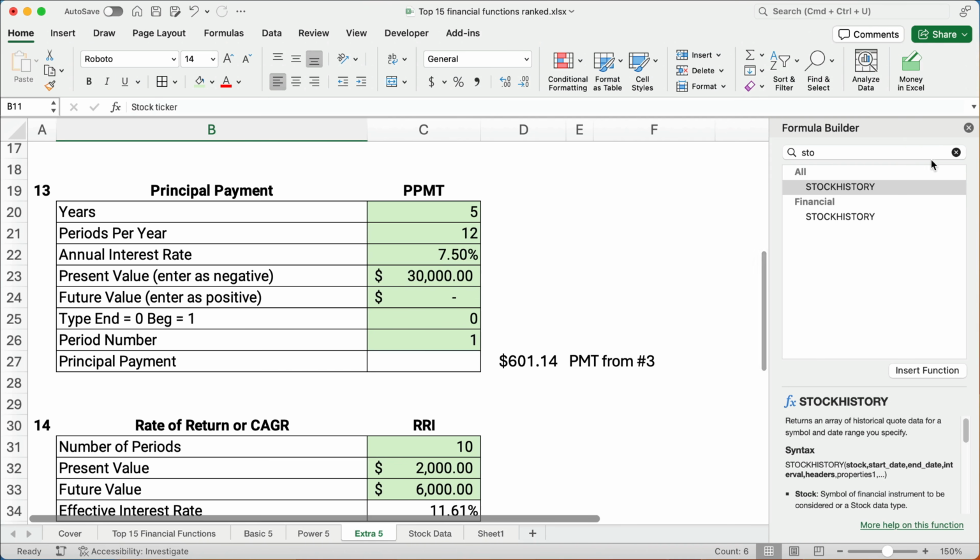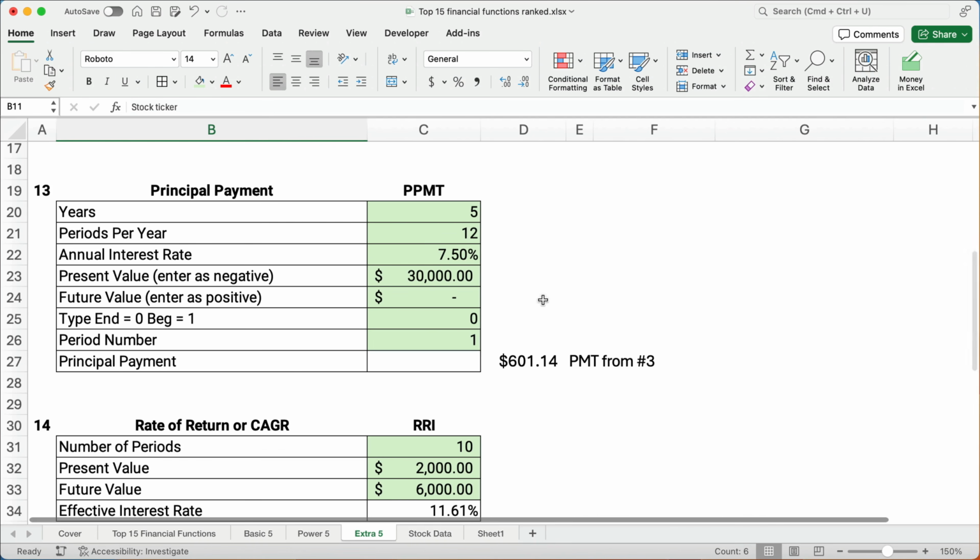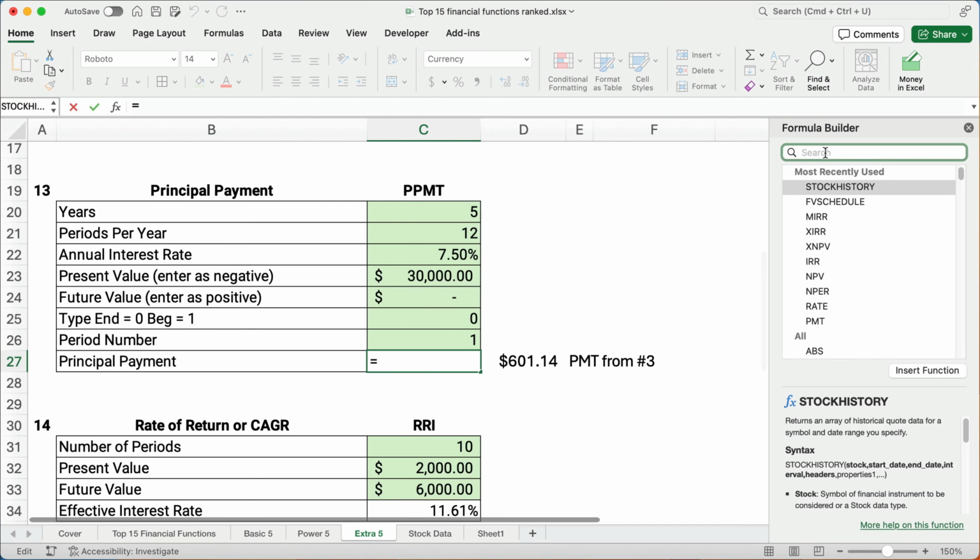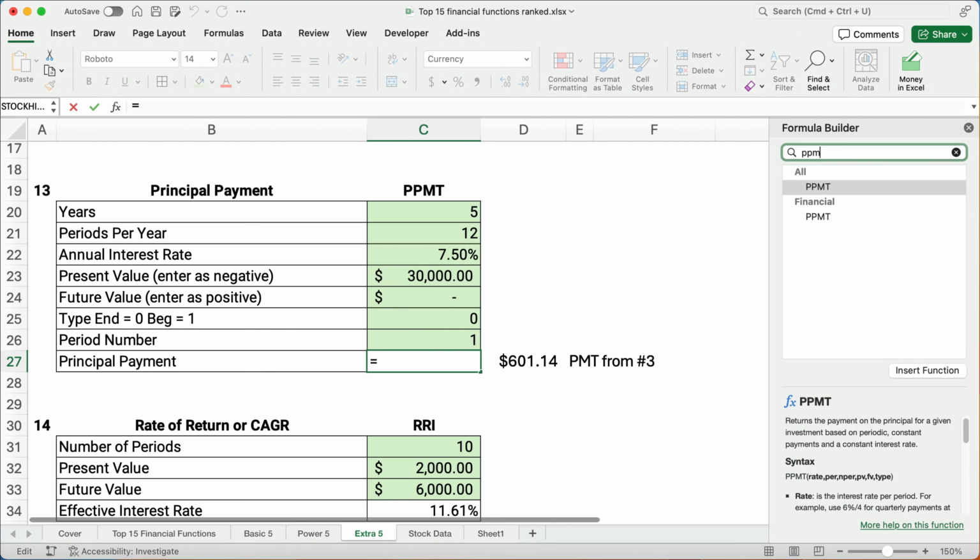Number 13, let's talk about the principal payment. Sometimes we want to know of our payment, how much is principal, how much is interest. And so I'm using the same problem I did in number 3. Remember the car payment? We did a $30,000 car loan, 7.5% for 60 months. Well, how much is the principal payment? So PPMT. So I'm going to search for PPMT.